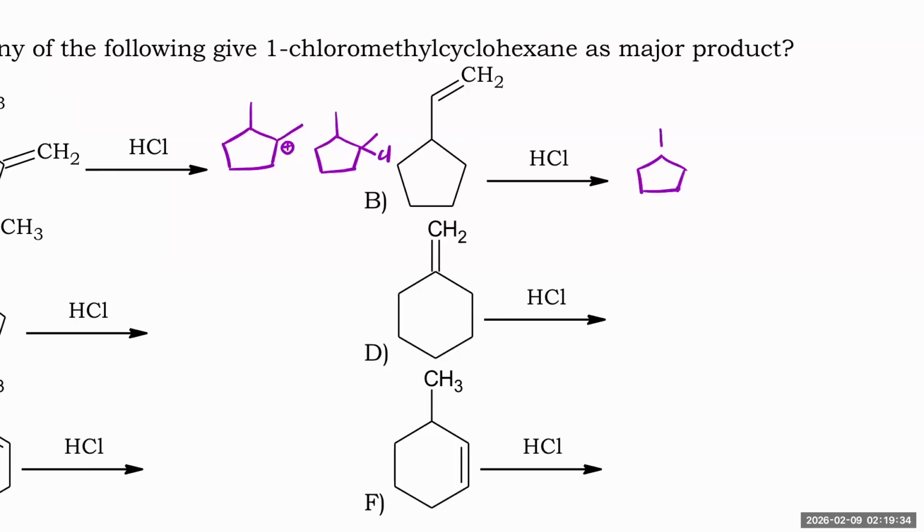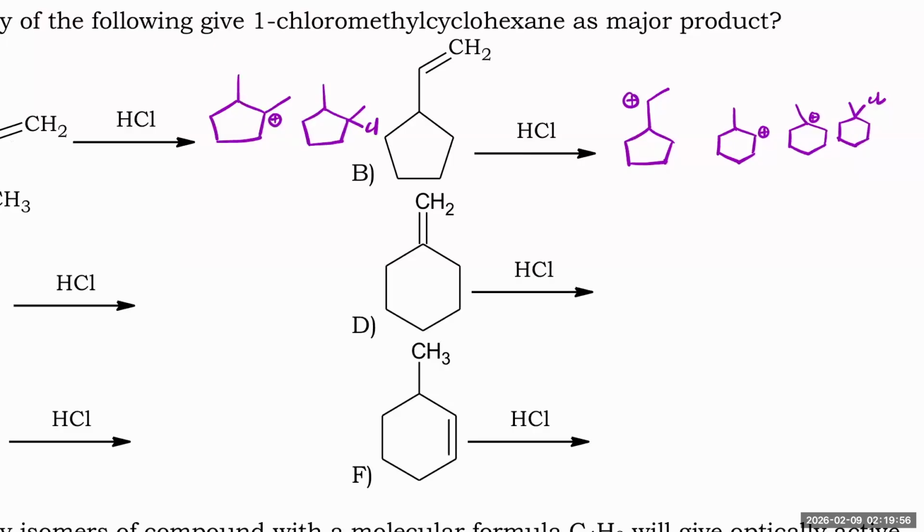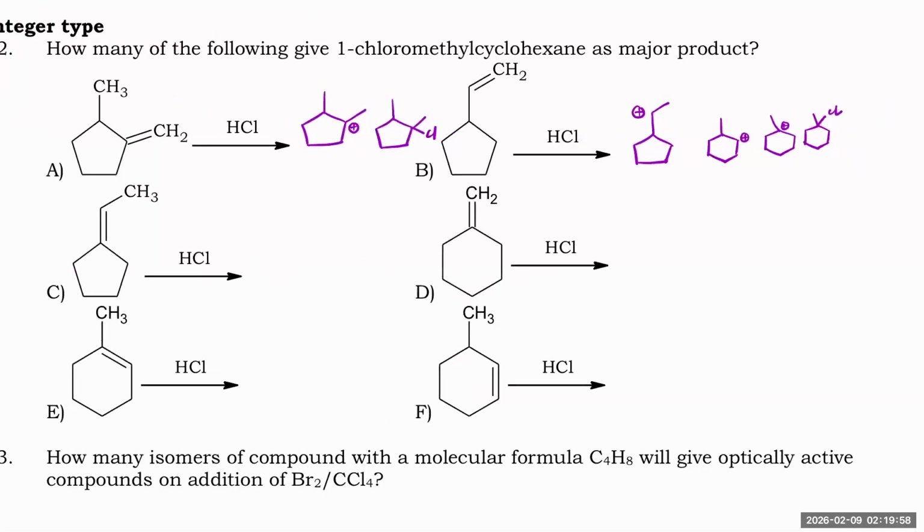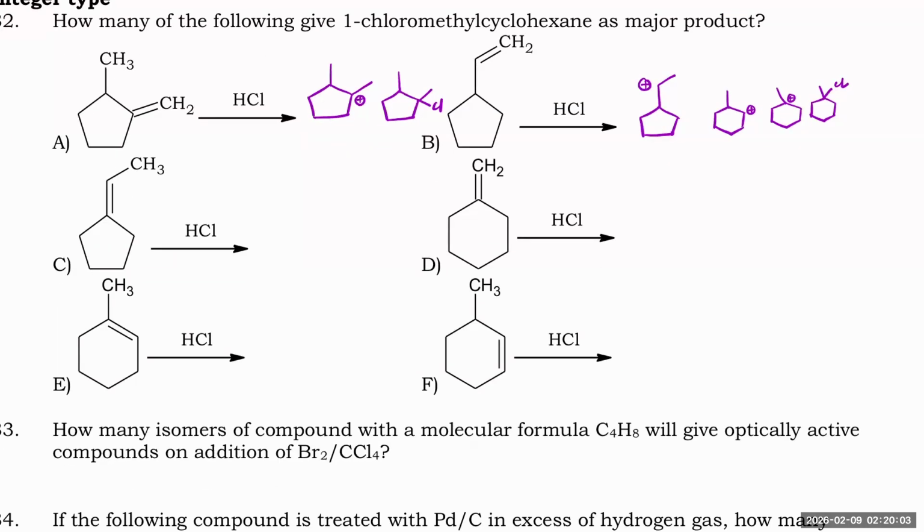Here we will get a carbocation at this position, and then ring expansion will happen. The carbocation will come at this position, and that will give you a positive charge here. Then carbocation rearrangement will take place, and finally chlorine will come at this position. So here also only this product is correct. B is correct. Clear?